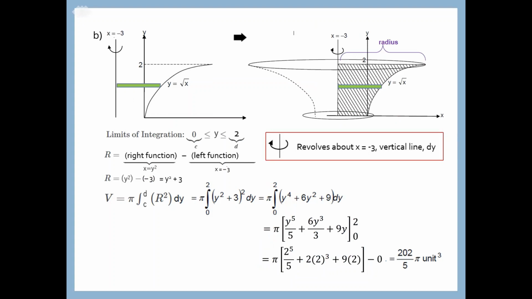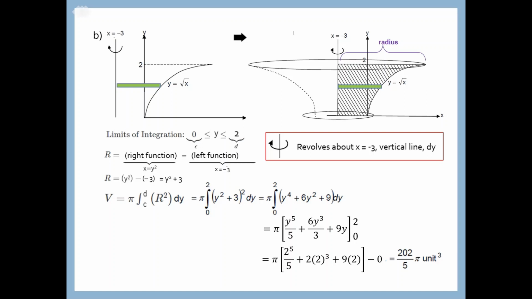For B, as the graph is rotated about the line x equals -3, the right function is x equals y squared and the left function is x equals -3. Thus, r is equal to y squared minus (-3), which is equal to y squared plus 3. As the rotation is about the vertical axis, by applying the disc method, the volume is equal to the integration of pi r squared with respect to y from 0 to 2.